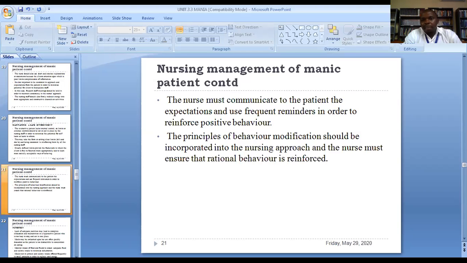The principles of behavior modification should be incorporated into the nursing approach, and the nurse must ensure that rational behavior is reinforced. We go back to a bit of psychology where you reinforce rational behavior, especially positive reinforcement. Even just stating to a client when they do something good that this is very good, this is excellent, you're a good person. Such comments will come as positive reinforcement for such a client, and the client will continue doing good because of your positive reinforcement.